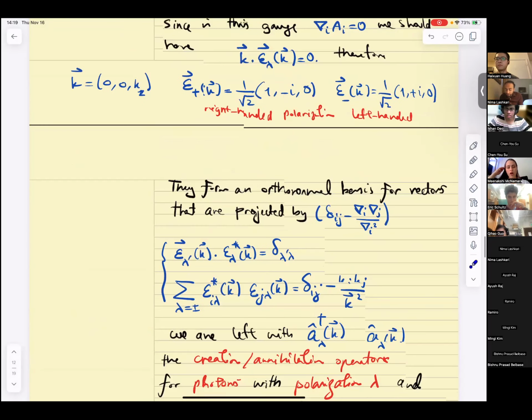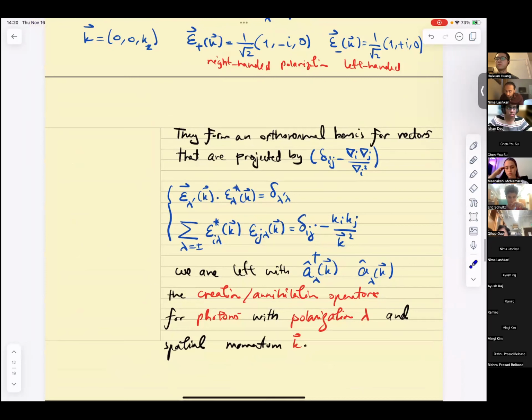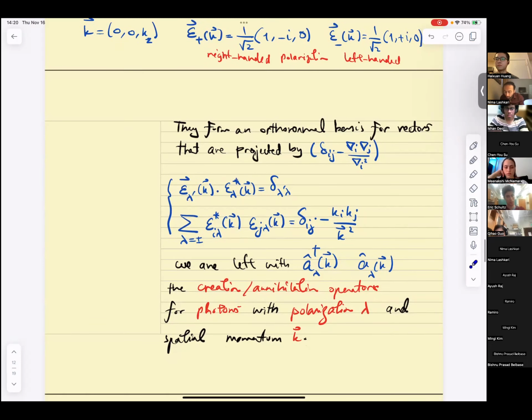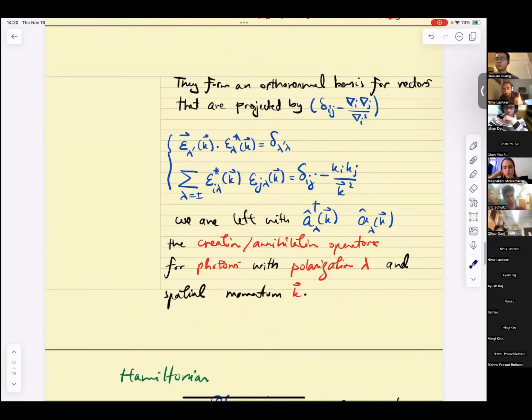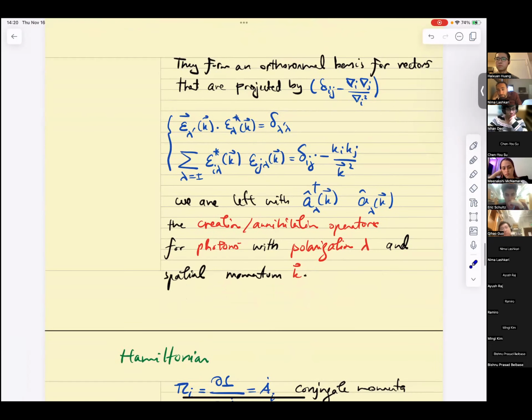All right. So of course, they form an orthonormal basis for vectors that are projected by this. So that's pretty straightforward, right? These two are orthonormal with the choices I wrote down. And once you take the inner product of it, it's just a projection to the plane perpendicular to k. We're left with the creation and annihilation operators with lambda being plus and minus polarizations, right? And yeah, for every momentum k, there exists one such thing. So these create and annihilate photons with a particular polarization and particular momentum. Good.